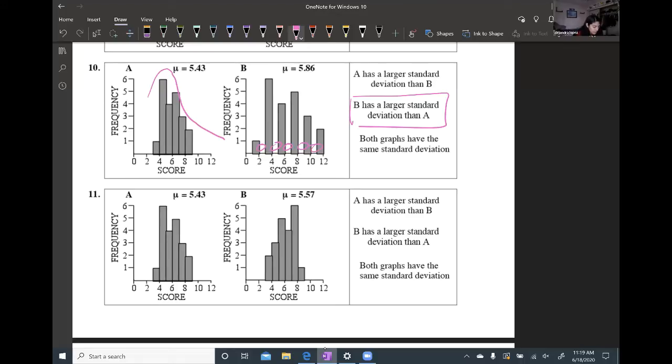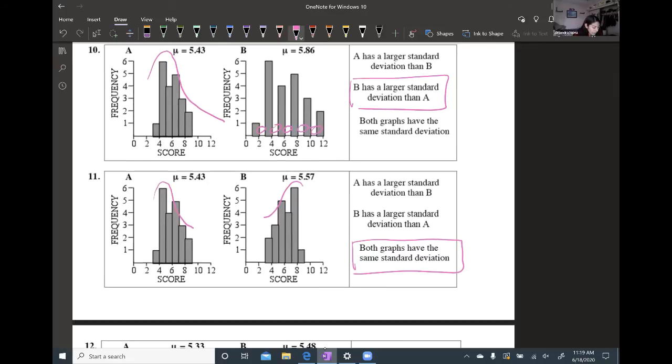11. It looks like we're going from 3 to 9 on both. And it looks like this one is more skewed right, and this one's skewed left. But they look pretty much the same. They're a mirror image of each other. So for that one, I would say they look about the same because there's not much difference between both graphs. Okay.